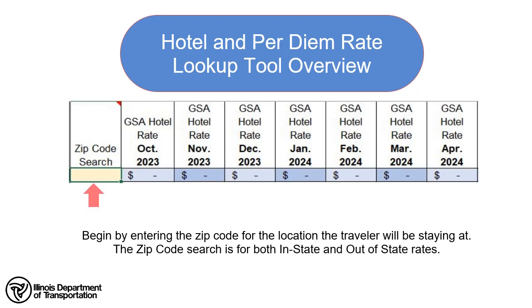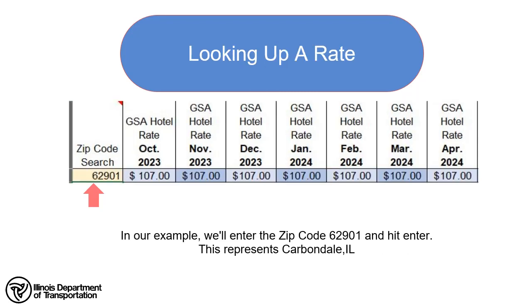The most accurate rates can be found using a zip code, which can be entered in the yellow field on the Excel table. In our example, we'll enter the zip code for Carbondale, Illinois or 62901 in the yellow search field on the Excel table. Then hit Enter to begin the search. The results should populate on screen immediately.